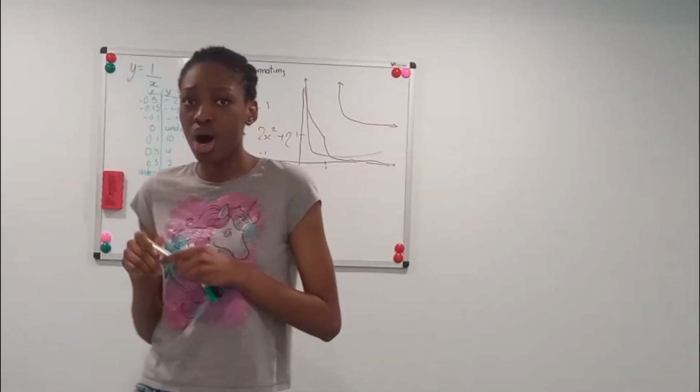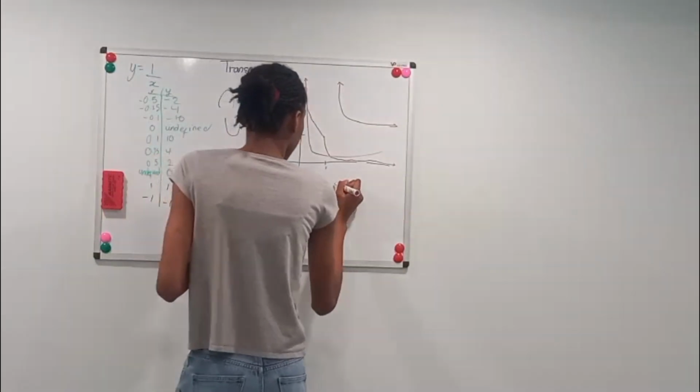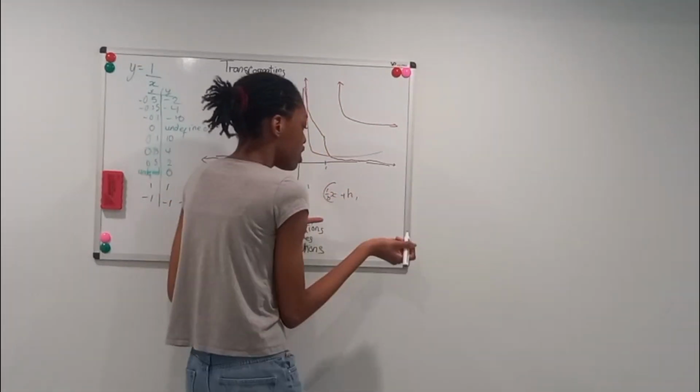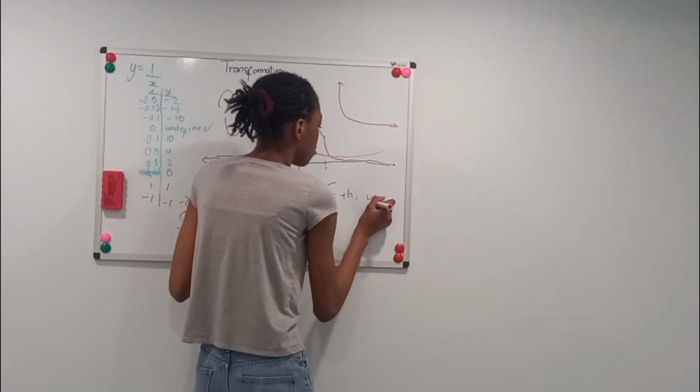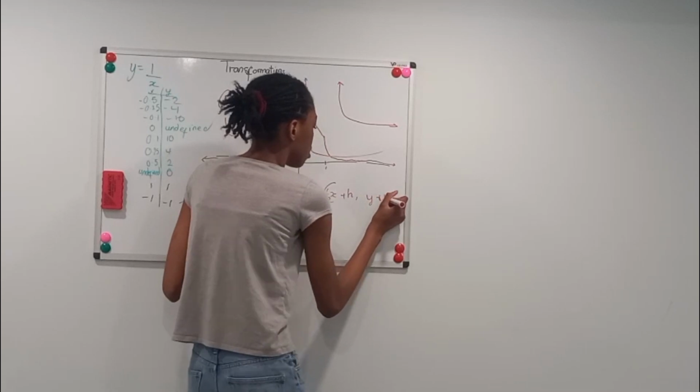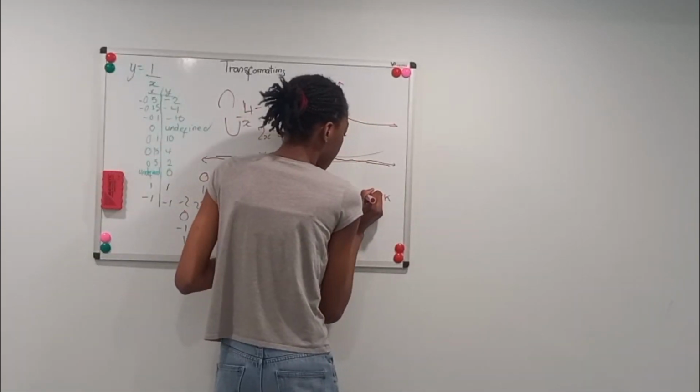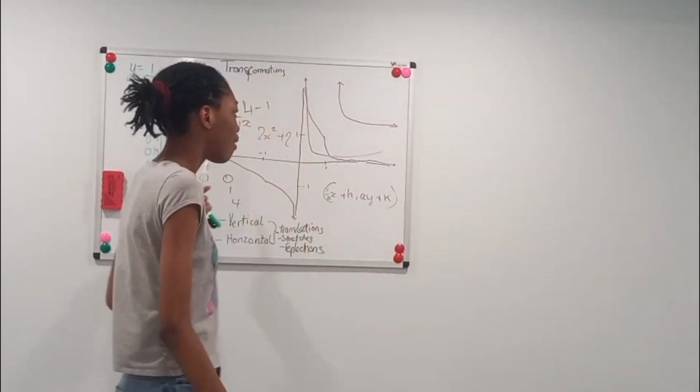And that will basically tell you how to transform it. We'll be learning what we call marking. Basically, 1 over bx plus h, a y plus k. Determine how the graph works.